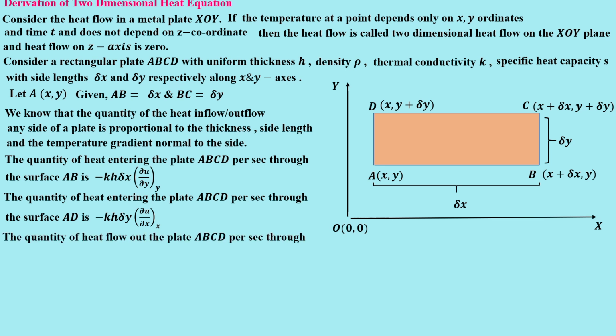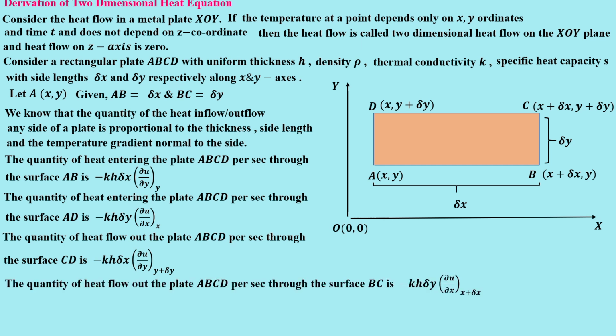So the quantity of heat flowing out of the plate ABCD per second through the surface CD is minus k h del x dou u by dou y at y plus del y, right? So based on that coordinate, right? And the quantity of heat flowing out of the plate ABCD per second through the surface BC, right? So BC is minus k h del y dou u by dou x at x plus del x.